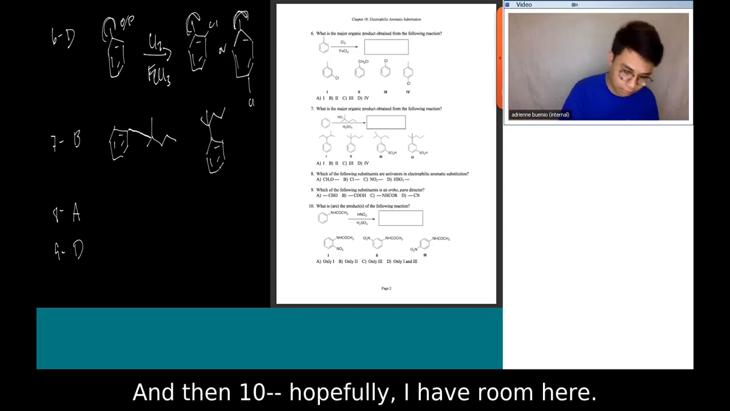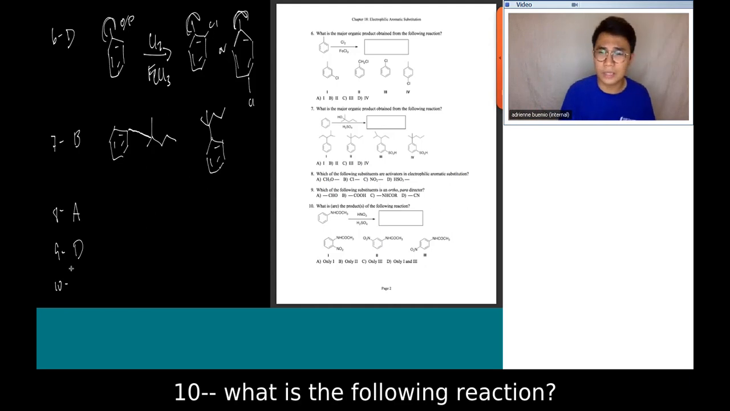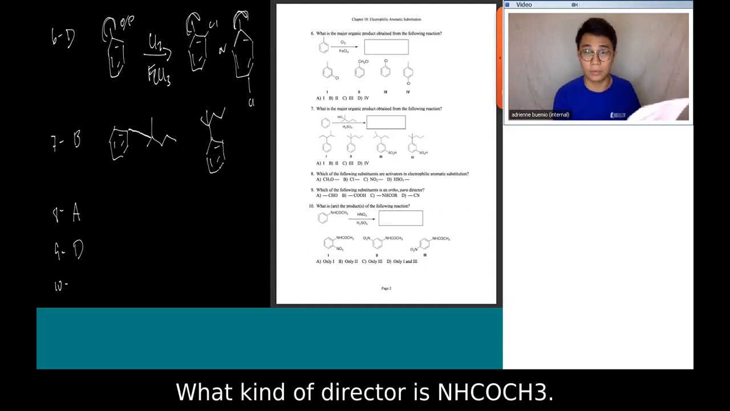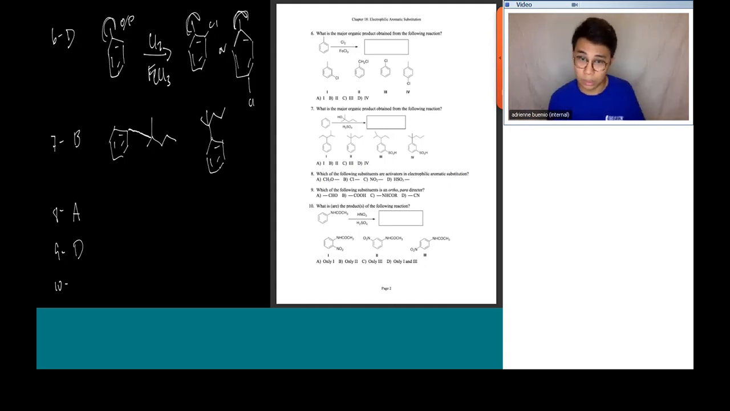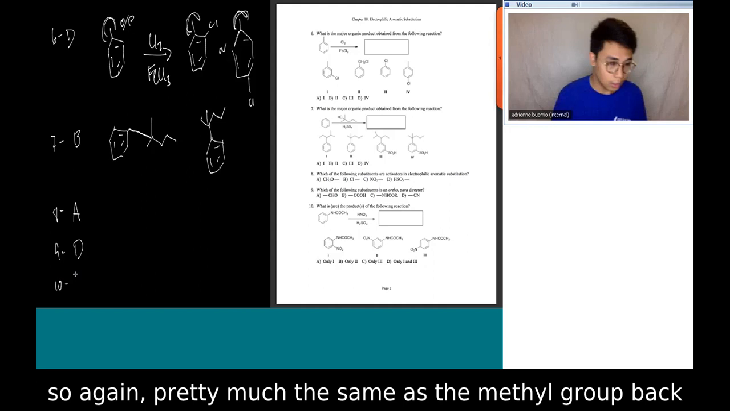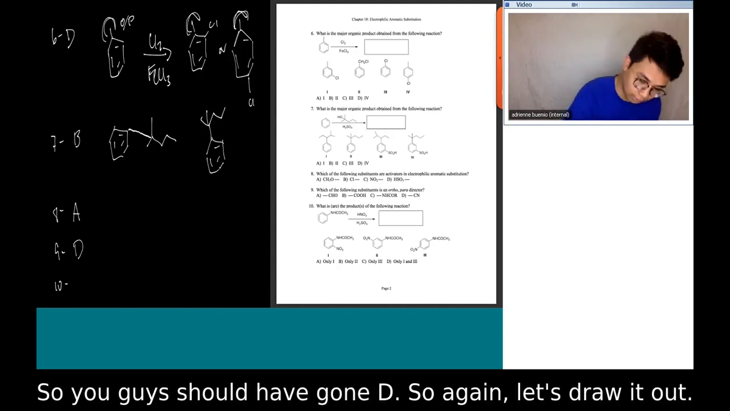And then 10. What is the product of the following reaction? NHCOCH3. So again, we're looking at what kind of director NHCOCH3 is. We find that it's an ortho-para director, so pretty much the same as the methyl group back in number 6. So you guys should have gotten D.